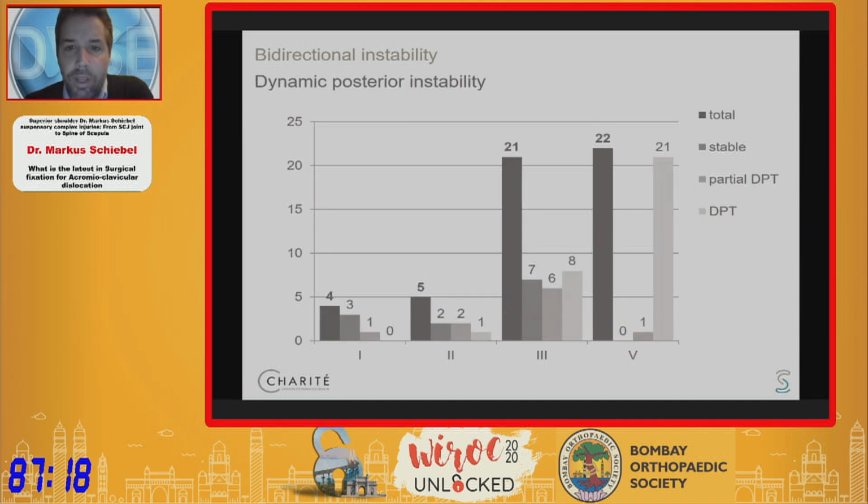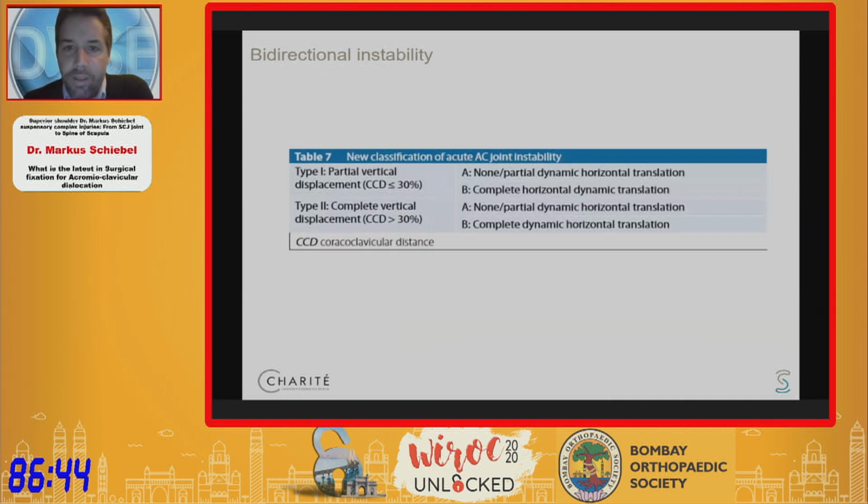And now when you look at the distribution of posterior instability, you actually can see that almost two-thirds of the Rockwood type 2 and almost two-thirds of the Rockwood type 3 have either partial or complete posterior translation of the clavicle. And as you can also see with the Rockwood type 5, 100% of the patients are posterior unstable. So we believe there's a need for a new classification system that incorporates these findings.